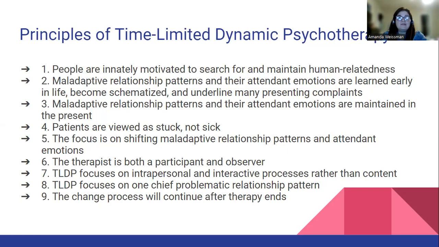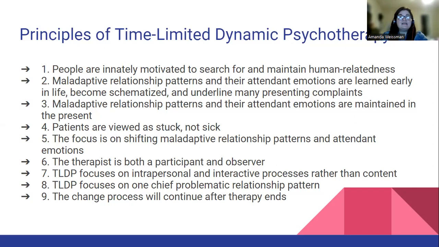Next is that maladaptive relationship patterns and their attendant emotions are maintained in the present. This means that these interpersonal challenges that someone presents with as an adult, although learned early in life as a child, are still being maintained and supported in their current life. A lot of times, this process is unconscious. And then next, patients are viewed as stuck, not sick. This is the understanding that clients are doing the best with what they have. They understand their world with what they've learned in life through their relationships with their attachment figures and their environment.